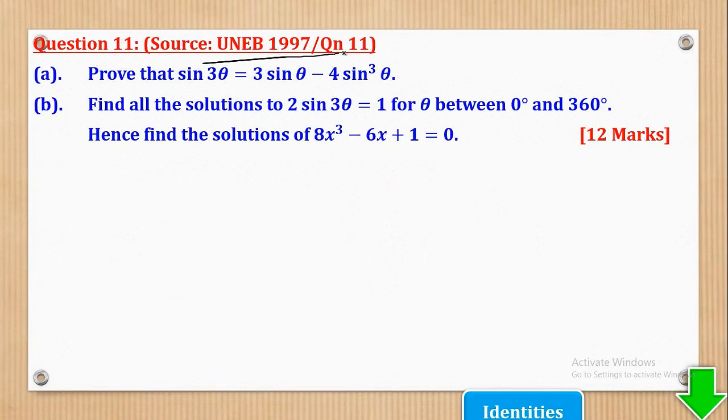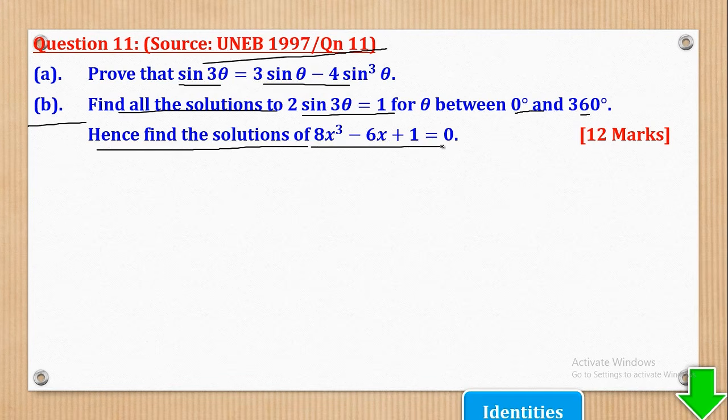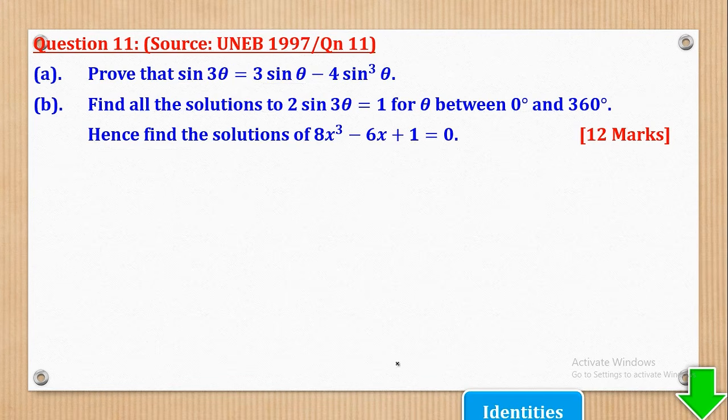Question 11 came from UNEB 1997, paper 1, question 11, and it says part A, prove that sine 3 theta is equal to this. Then part B, find all the solutions of this for theta between 0 and 360 degrees, and hence find the solutions of this equation. So like I said, all these identities have to be proved.